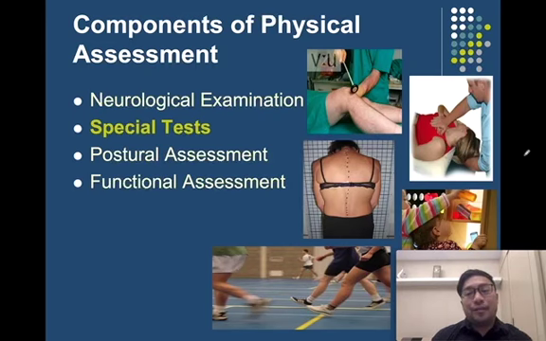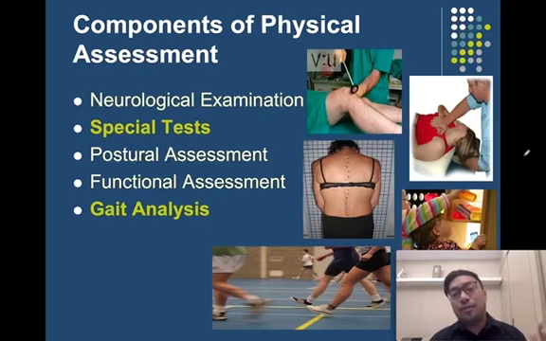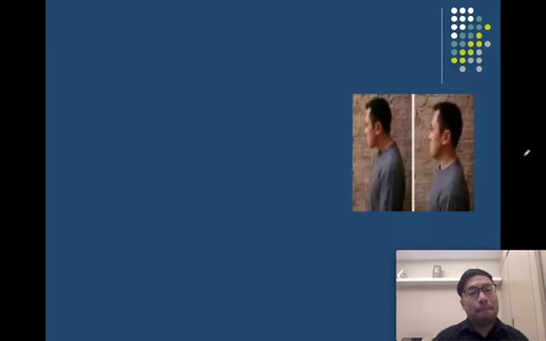Postural assessment, you've done this one. Functional assessment and gait analysis we will discuss towards the end of the first shifting, and towards the last part of our course, we'll be doing the gait analysis.